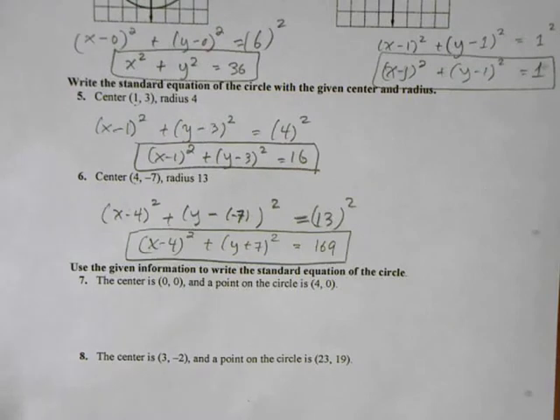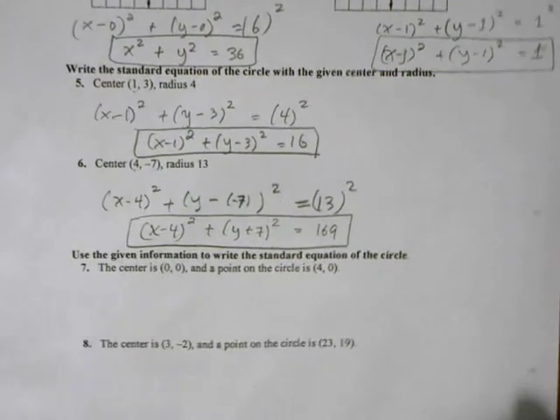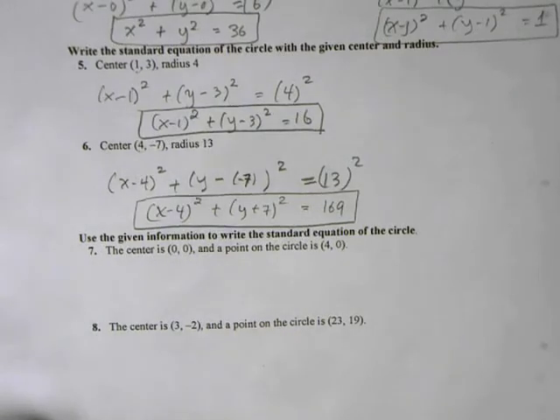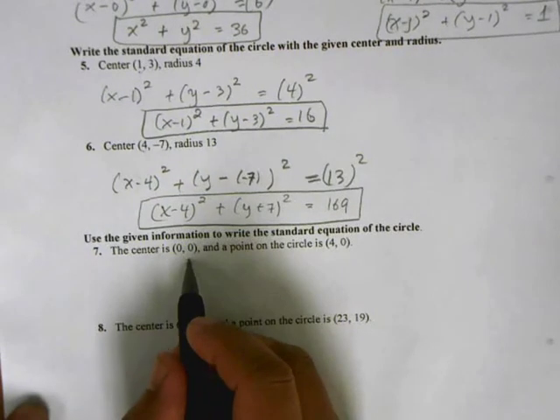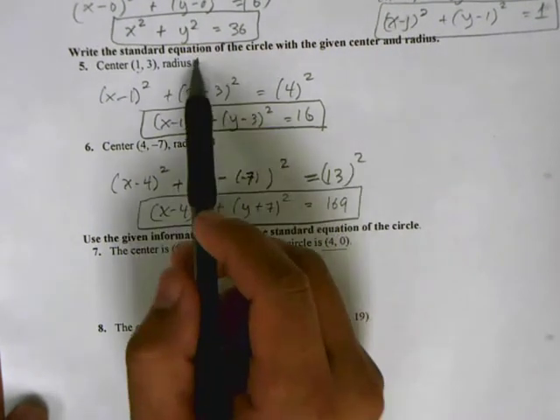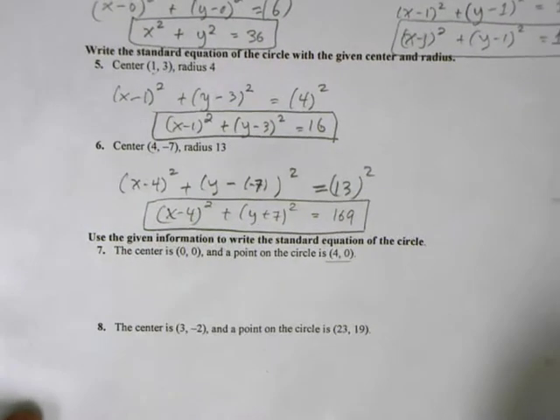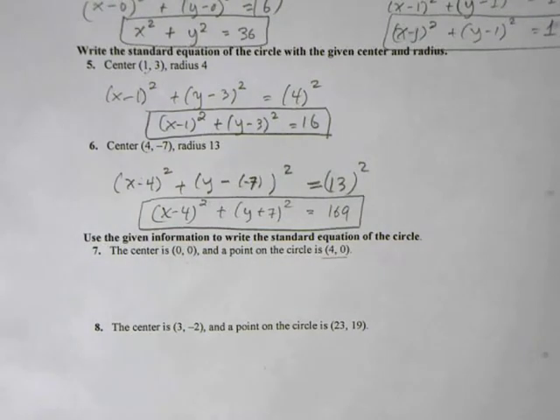And so that does it for those problems. Let's look at some more. Use the given information to write the standard equation of a circle. So we know the center, but what we don't know in this case is the radius. Before, it gave us the radius. Now we need to find the equation, but to do that we need to find the radius.